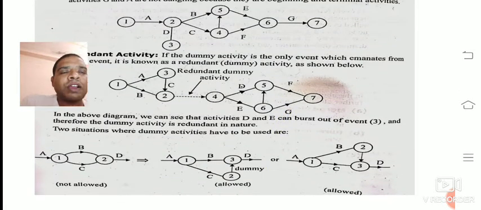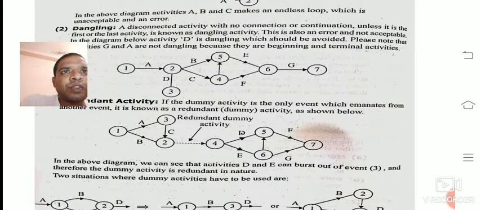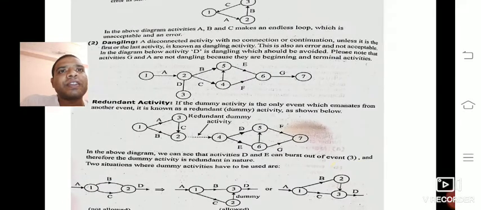We can allocate the dummy activity like this. See below: the first one is not allowed, it is cyclic, and the second one is allowed. We can place the dummy activities, 2 to 3, as the dotted line. We can allocate like this, and also 2 to 3 like this. These are the errors that we should not make when constructing the network diagram.